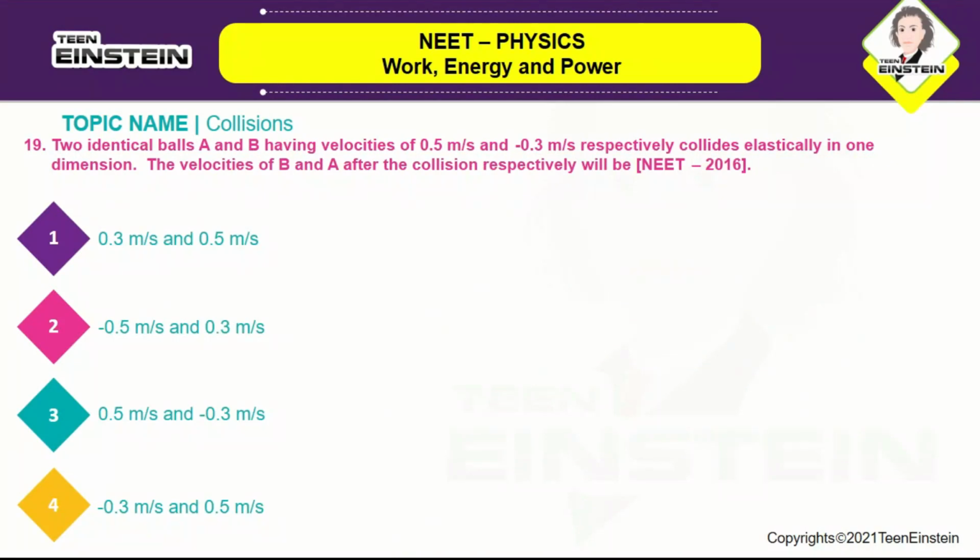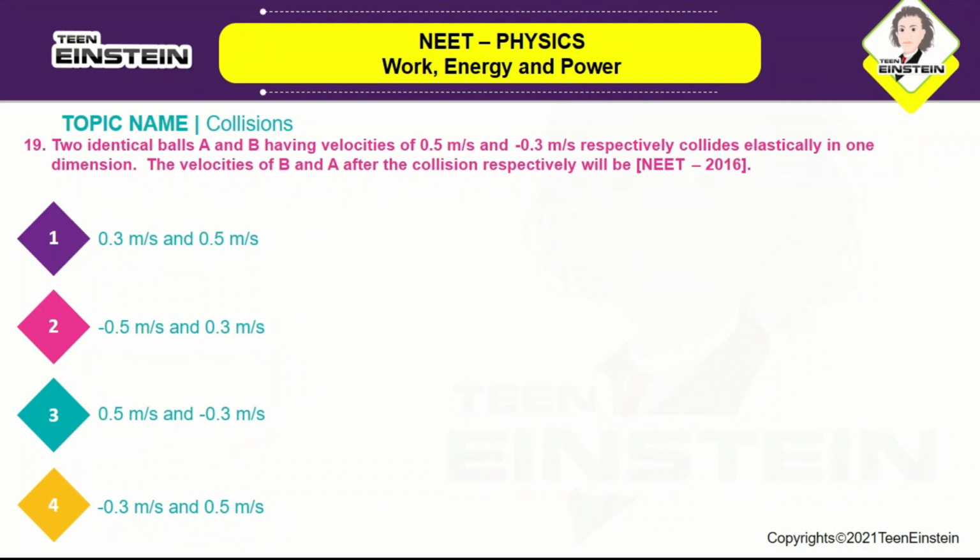Okay, we will move on to the next question. Two identical balls A and B having velocities of 0.5 meter per second and minus 0.3 meter per second respectively collide elastically in one dimension. We need the velocities of B and A after the collision respectively.